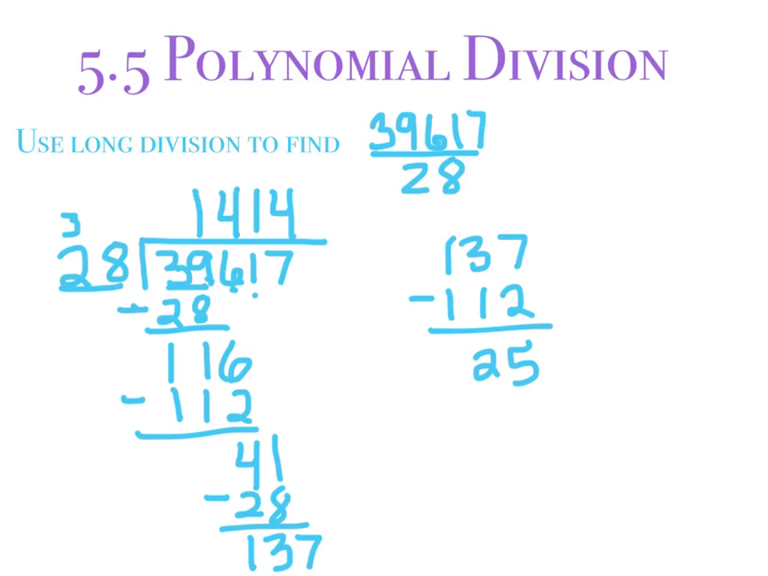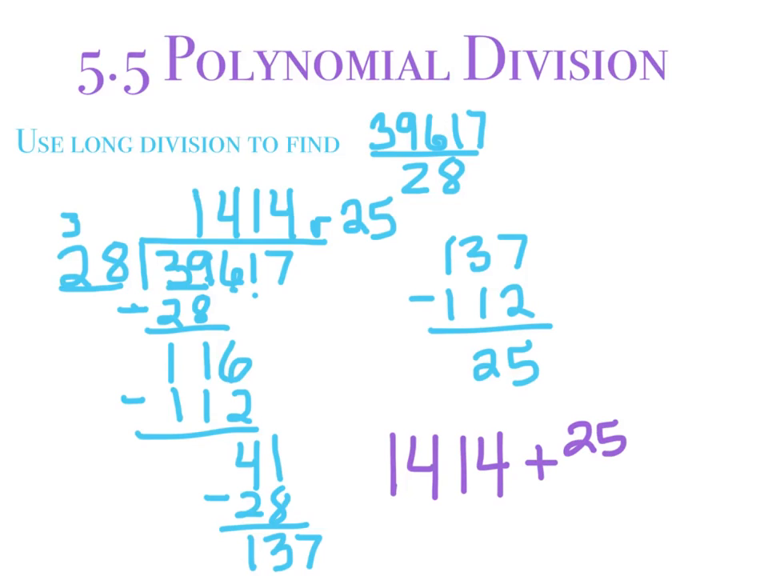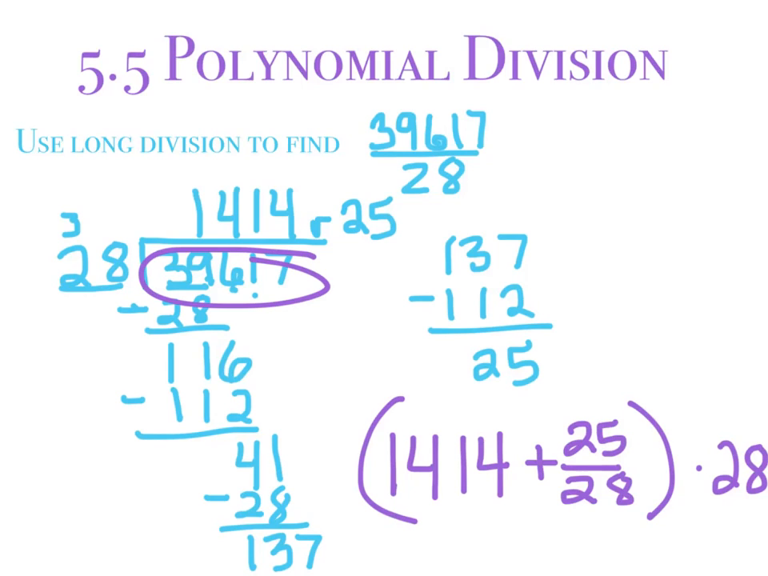So 25 is our remainder. And back in the old days, you used to just write R25. So 28 goes into 39,617, 1,414 times with a remainder of 25. And if you wanted to do this as a fraction, you would say 1,414 and 25 28ths. So this is what you would multiply by 28 to get 39,617.